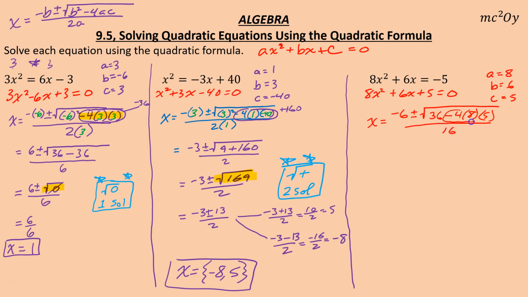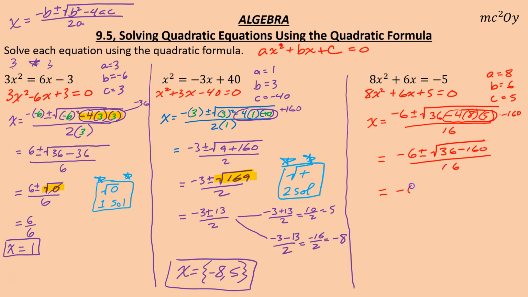Okay, so this piece I still kind of leave separate. That's a place where a lot of mistakes are made. So I have a negative times a positive times a positive, right? So I have positive or negative 160 from that chunk right there. So I end up with negative 6 plus minus the square root of 36 minus 160 over 16.